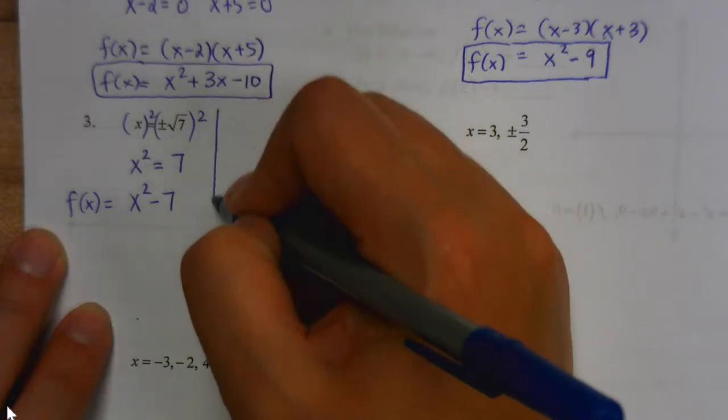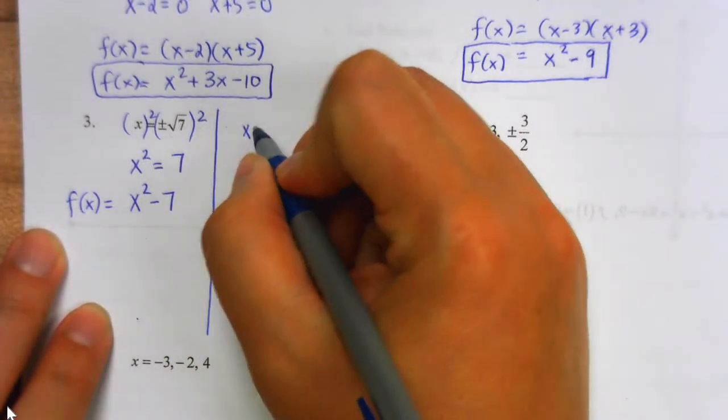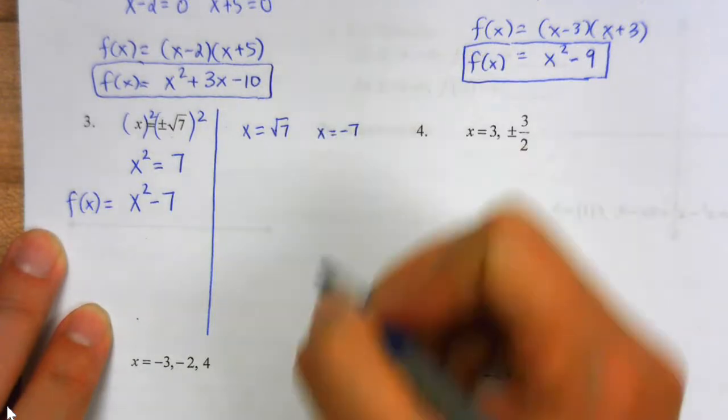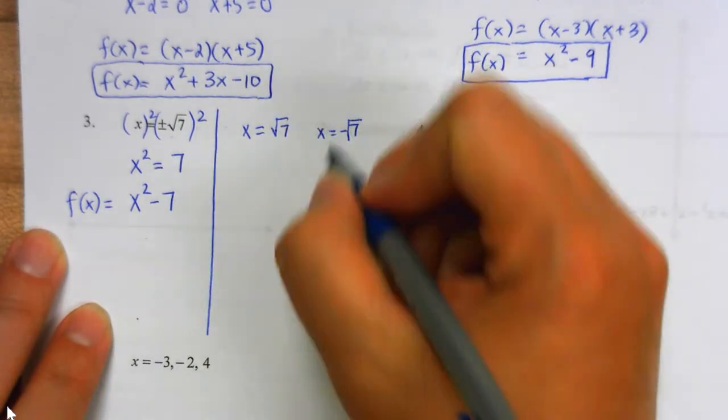The other way to do it is to say that you have x is equal to the square root of 7 and x is equal to the negative square root of 7.